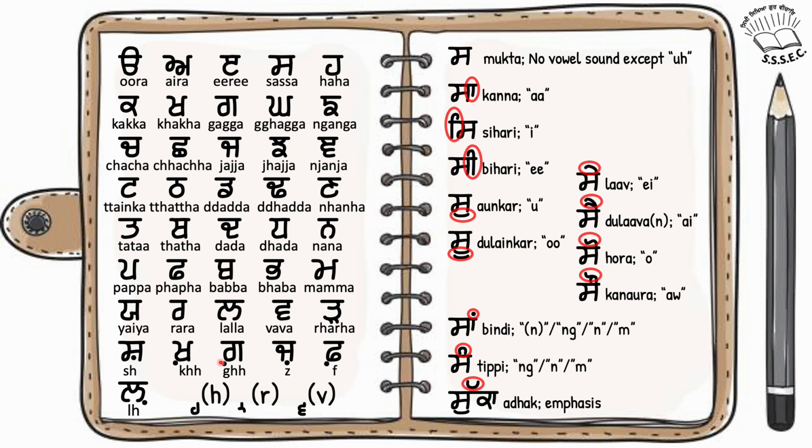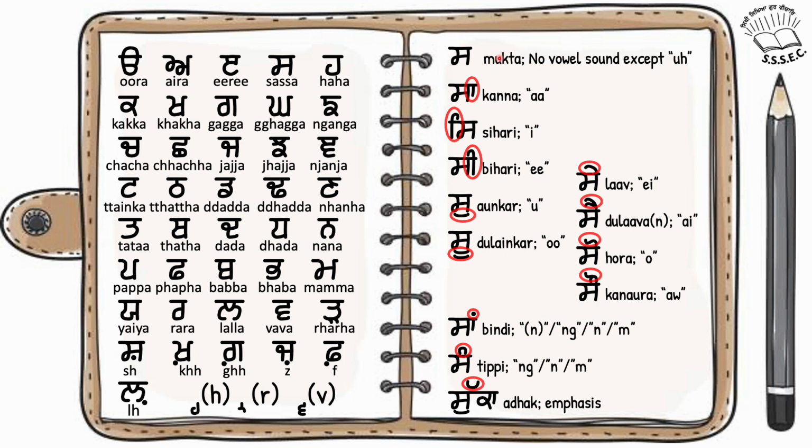khakhe par bindi kha, gagge par bindi ga, jajje par bindi za, phaphe par bindi fa, lalle par bindi la. Par vich haha or pari haha, par vich rara or pari rara, and par de vich vava or pari vava.